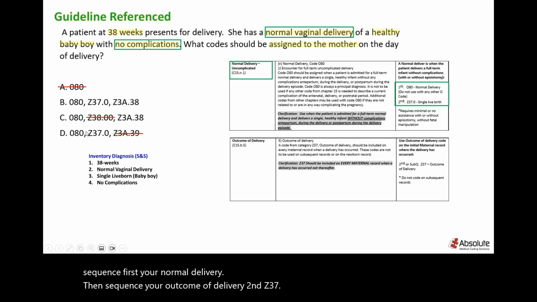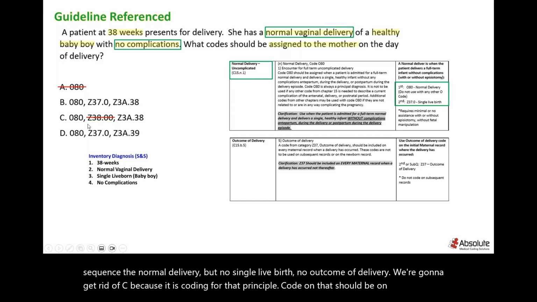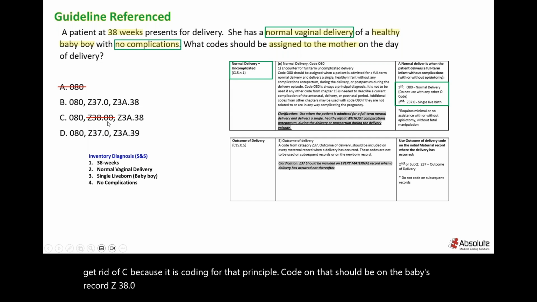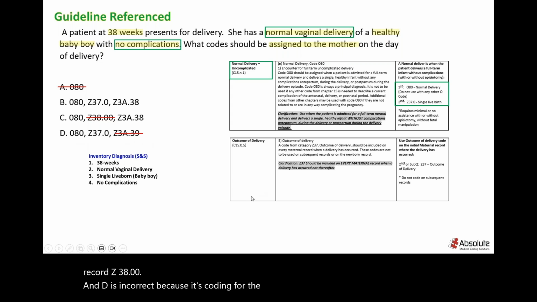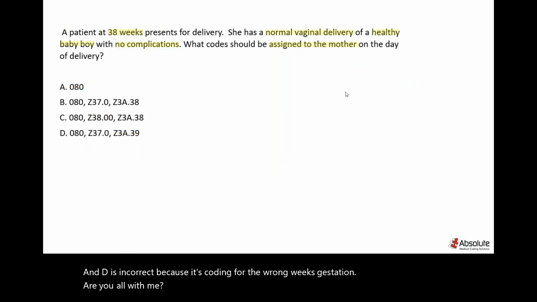So let's go ahead and eliminate some things. We're going to eliminate A because it does sequence the normal delivery, but no single live birth, no outcome of delivery. We're going to get rid of C because it is coding for that principal code that should be on the baby's record, Z38.00. And D is incorrect because it's coding for the wrong week's gestation. Are you all with me? Okay, we're going to get it right.